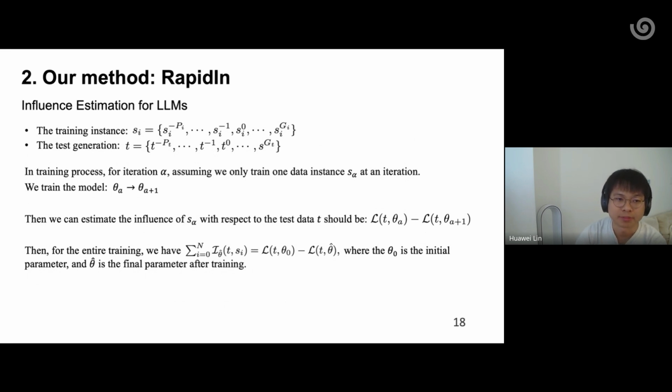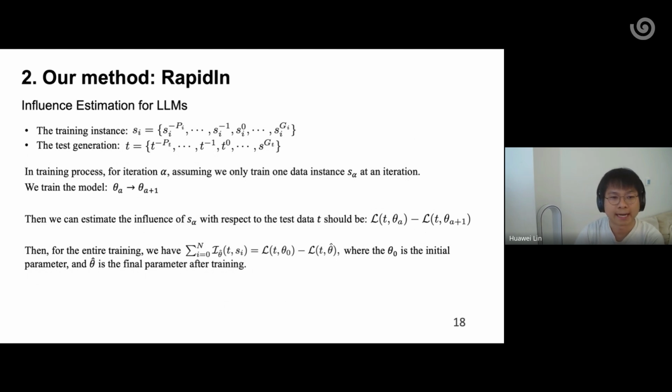For example, in a training at iteration A, assuming we only train on data instance S_A at an iteration, we change the model from theta_A to theta_A plus 1. Then we can estimate the influence of S_A with respect to the text generation T: the loss of T with respect to theta_A minus the loss of T with respect to theta_A plus 1.